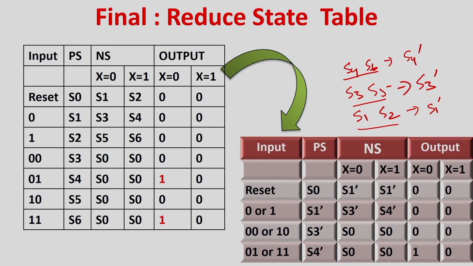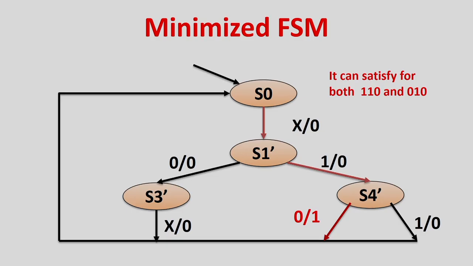The same example we have taken for the row matching example, then the partitioning example, and also for the implication chart example. Why have we taken the same example? Because we want to illustrate how different methods work on the same example. And the minimized FSM is this, and it can satisfy both 110 and 010. This is for 1 1 0, and this is for 0 1 0. Because it is for both 0 1 0 and 1 1 0, this is the minimized FSM. This FSM has only 4 states.